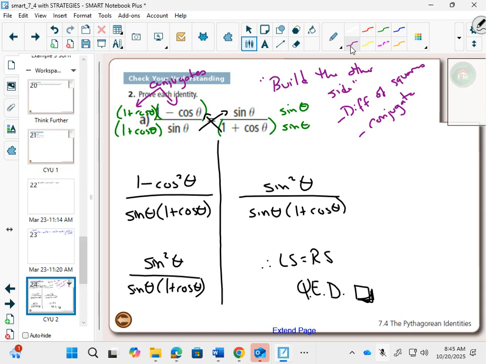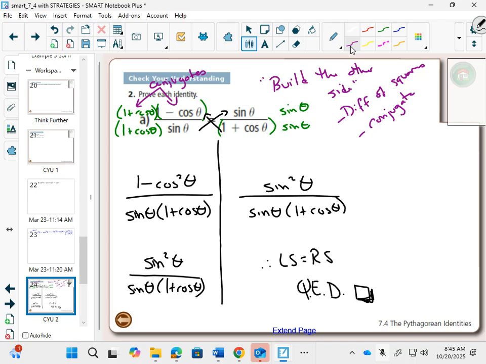And if I cross multiply, do you see that I would get exactly what's on the top here? I would get my sine squared, and I would get my 1 minus cos squared theta. And that's my identity. So if you can see in the cross multiplication one of your Pythagorean identities, the build the other side strategy will probably solve it very, very quickly. Okay?